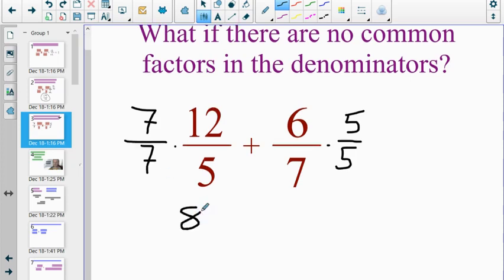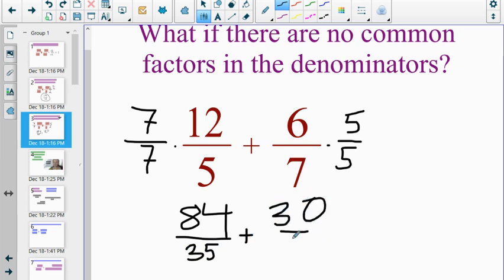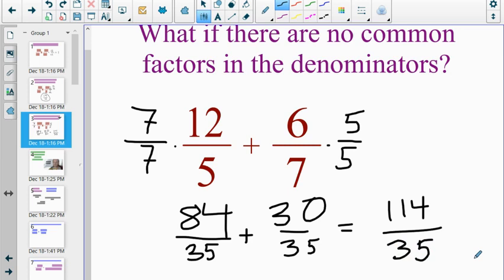So now I've got 84 35ths plus 30 35ths. So common denominator, let's go ahead and add those together. I've got 114 35ths. If I have a common factor, I could do some division. The only factors of 35 are 7 and 5. 5 definitely doesn't go into 114. I don't think 7 does either. So it looks like that is it.